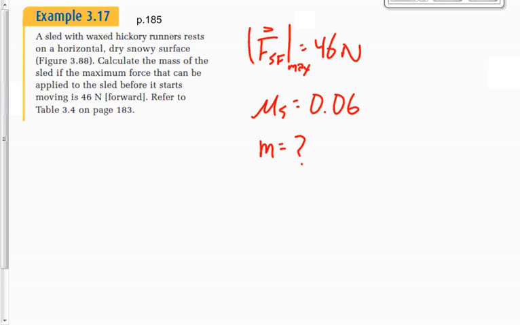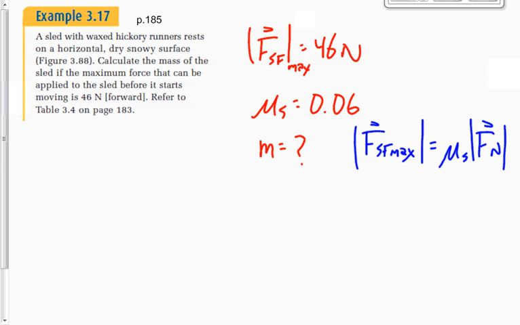Well, the equation that I use here: we know the static friction force is less than or equal to mu times the normal force, but the max static friction force is equal to mu times the normal force. Usually on a flat horizontal surface, the normal force is equal to what? No, but you're on the right track.